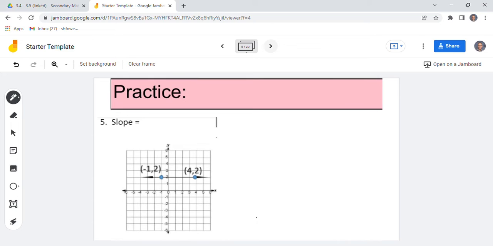Next question. We have a horizontal line. Now there is no rise. It doesn't go up, it doesn't go down, so our value for our rise is 0. And if we take 0 and divide it by any number, we end up with 0. So horizontal lines always have a slope of 0. Every single horizontal line has a slope of 0. Next question.